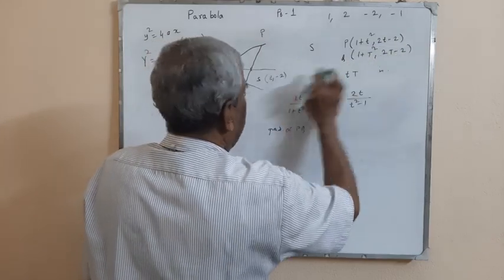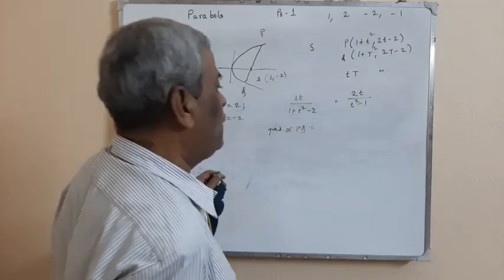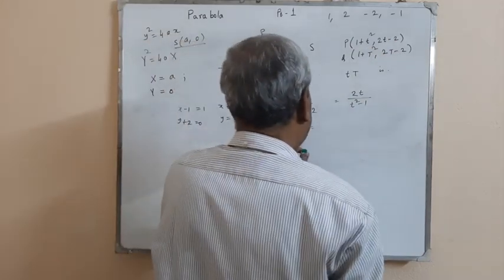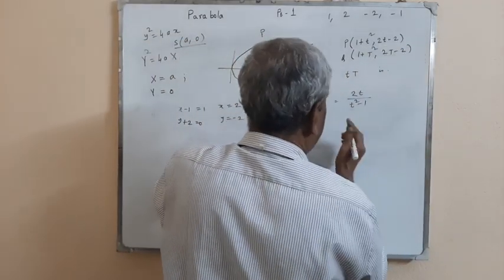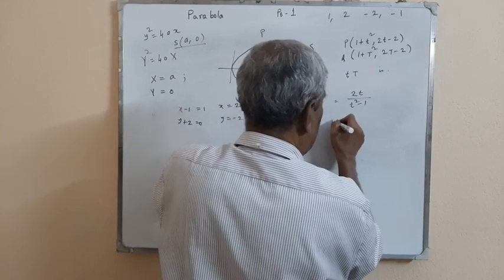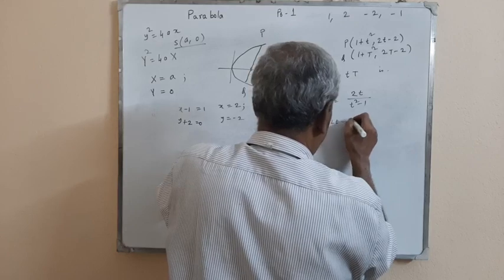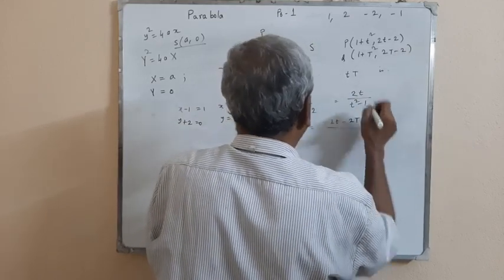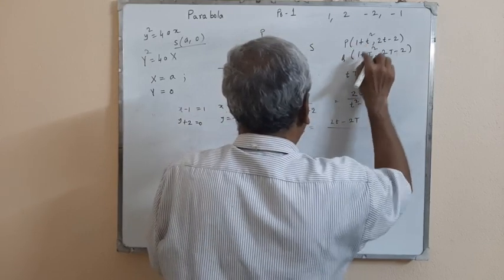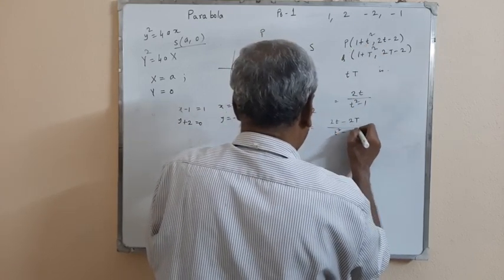Its y coordinate, x coordinate, y coordinate, all unknown. So gradient of PQ, it will be this minus that, that is 2t minus 2 minus that. Minus 2 cancels by x coordinate, this minus that. So t square minus capital T square.